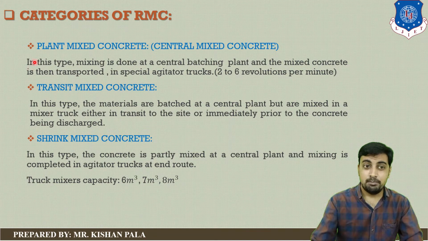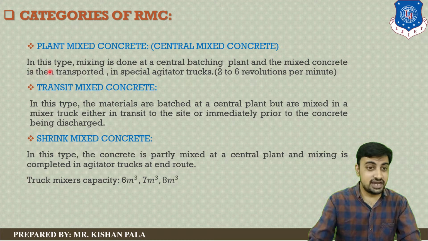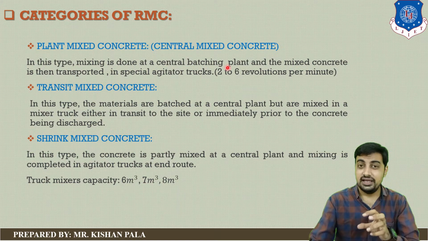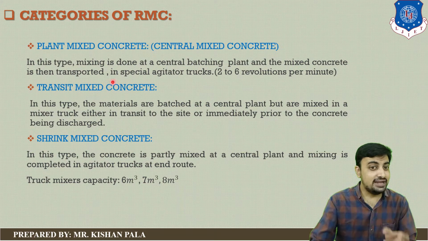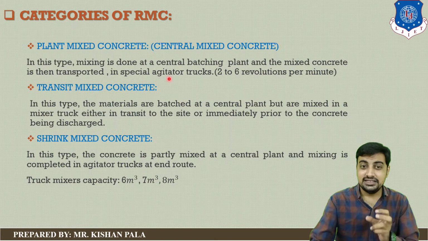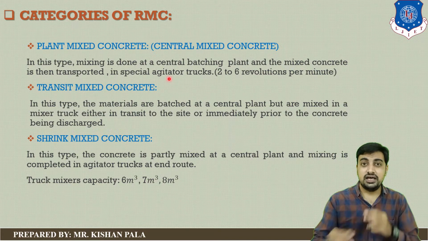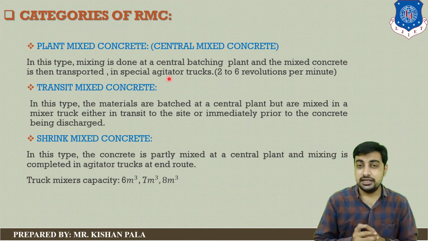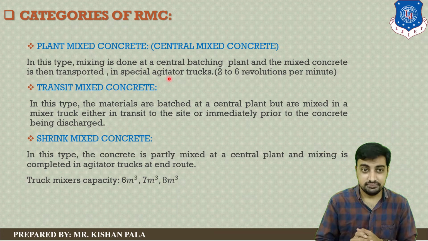First one is plant mix concrete, which is also known as central mix concrete. In this type, mixing is done at the central batching plant and the mixed concrete is transported in special agitator trucks, which revolve in a circular path at 2 to 6 revolutions per minute.